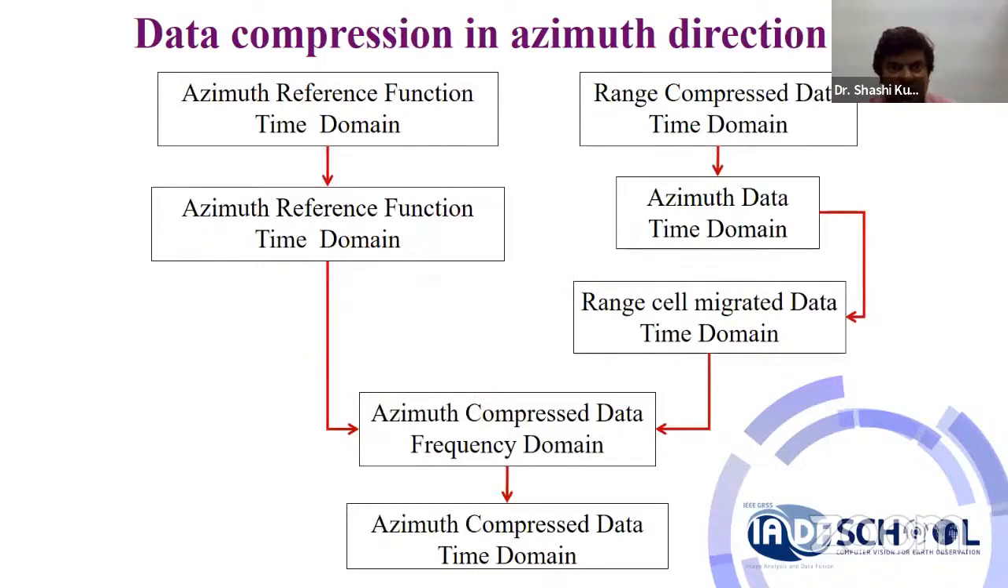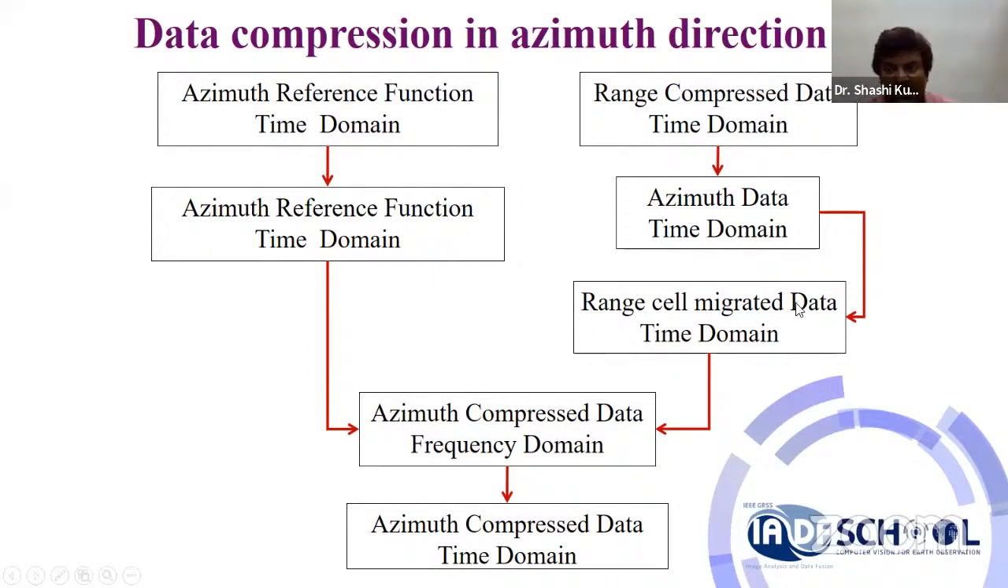So now here you can see the flow diagram to compress the data set in the azimuth direction. The azimuth reference function in the time domain will be there, and again it will be converted to the frequency domain. By mistake, it is written time domain only. And the range compressed data set in the time domain will be given as input. That will be known as the azimuth data set in the time domain. And here this will be converted from the time domain to the frequency domain.